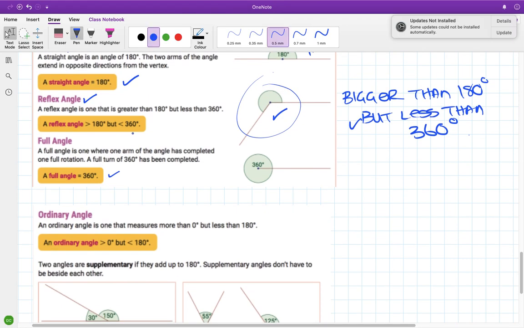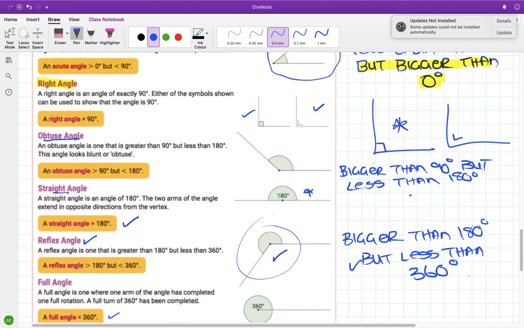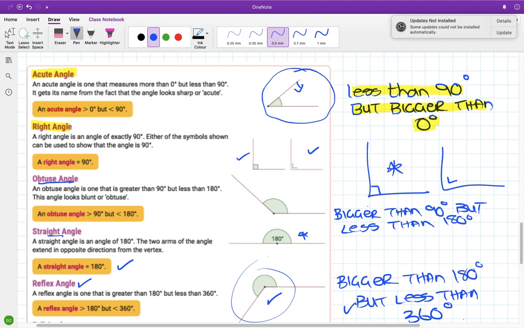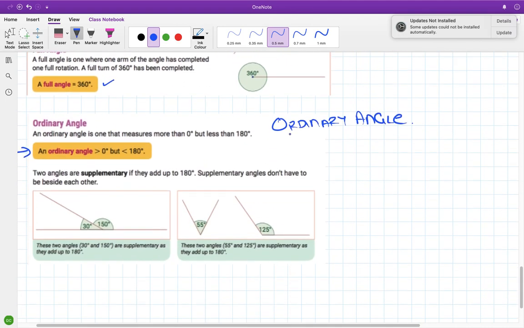Okay, so an ordinary angle, if you can see from here, is greater than 0 and less than 180. Okay, so an ordinary angle, let me just write this. Bigger than 0 and less than 180. So an ordinary angle is an acute angle or a right angle or an obtuse angle. Does that make sense? So an ordinary angle encompasses 3 different angles.